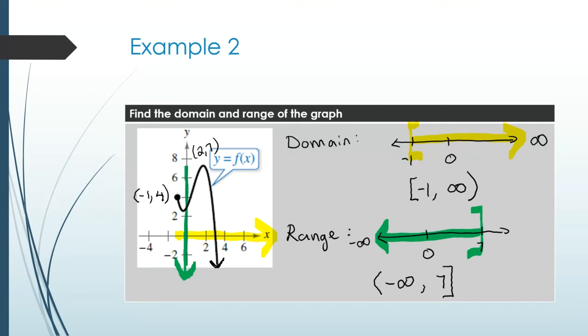And so that's my range. My range is negative infinity to 7. So we always go from the smallest number to the highest number, which in the case of the y-axis is down to up, while with the horizontal it's left to right. Are there any questions?